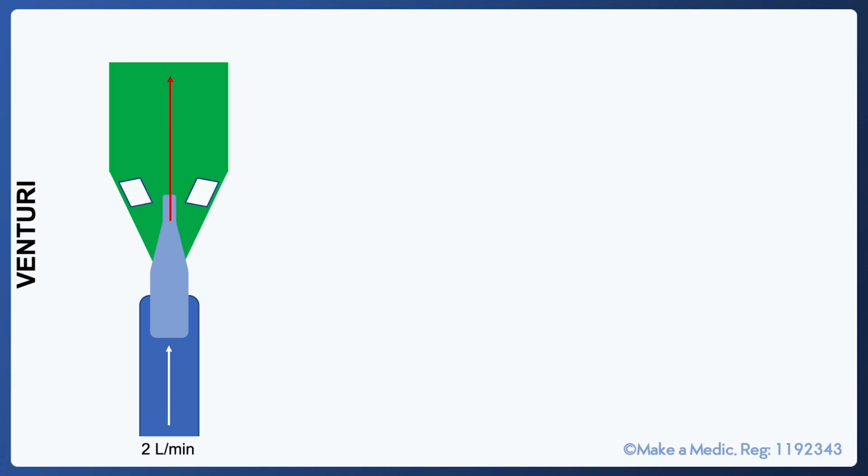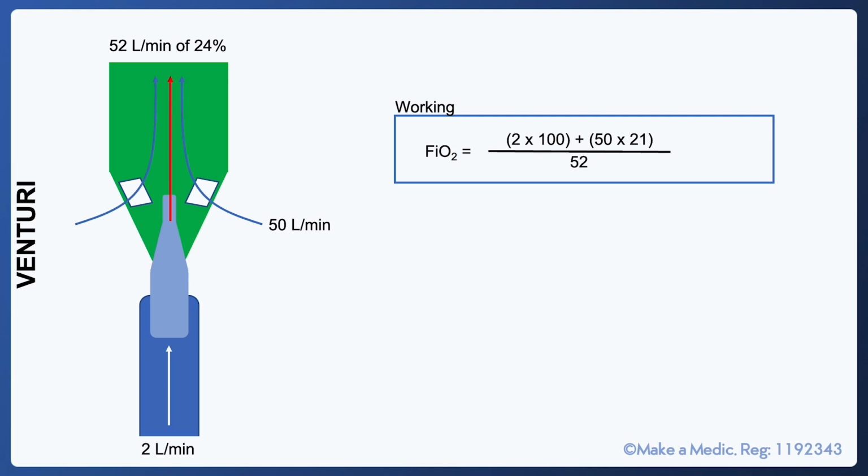This then means that air from the atmosphere is sucked into this lower pressure area through apertures found on the side of the device. In general, a lot more air is drawn in through the apertures than is provided by the oxygen tubing, and hence a very high flow rate is achieved at the end, in this example 52 liters per minute. We can apply the same equation as before to figure out the FiO2. This example is of a 24% Venturi mask where 2 liters per minute of 100% oxygen is diluted in 50 liters per minute of atmospheric air, giving an FiO2 of 24%.